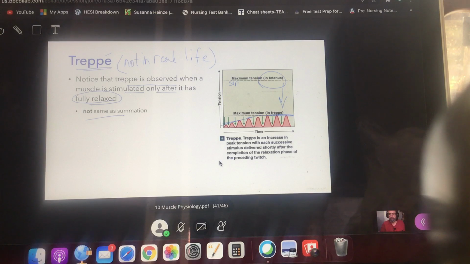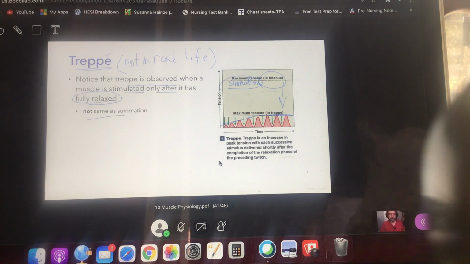This up here, this tetanus, is the result of summation. Sorry, I keep wanting to blame my technology, but my little writing thing here keeps hiccuping. So partially it's just my terrible handwriting. But that's summation right there.